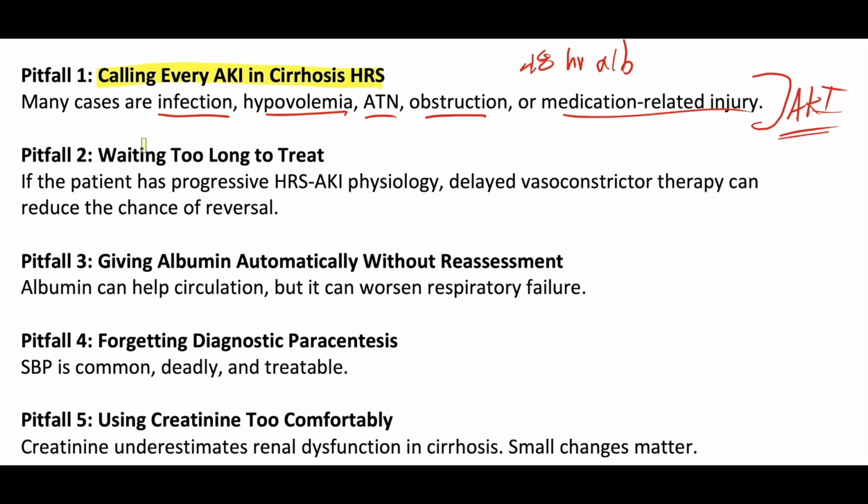Pitfall number 2, though: waiting too long to treat, right? Oxymoron here, but if a patient has HRS and you believe they have HRS, let's say you've ruled out other pathologies, let's say their urine sodium is low, but they're not hypovolemic, delaying HRS therapy can also reduce chance of reversal. Like we said, decompensated cirrhosis, we're constantly walking this line. Pitfall number 3, giving albumin automatically without reassessment. Just remember, albumin is intravascular volume, and it can contribute to third spacing of fluids in different places, including the lungs.